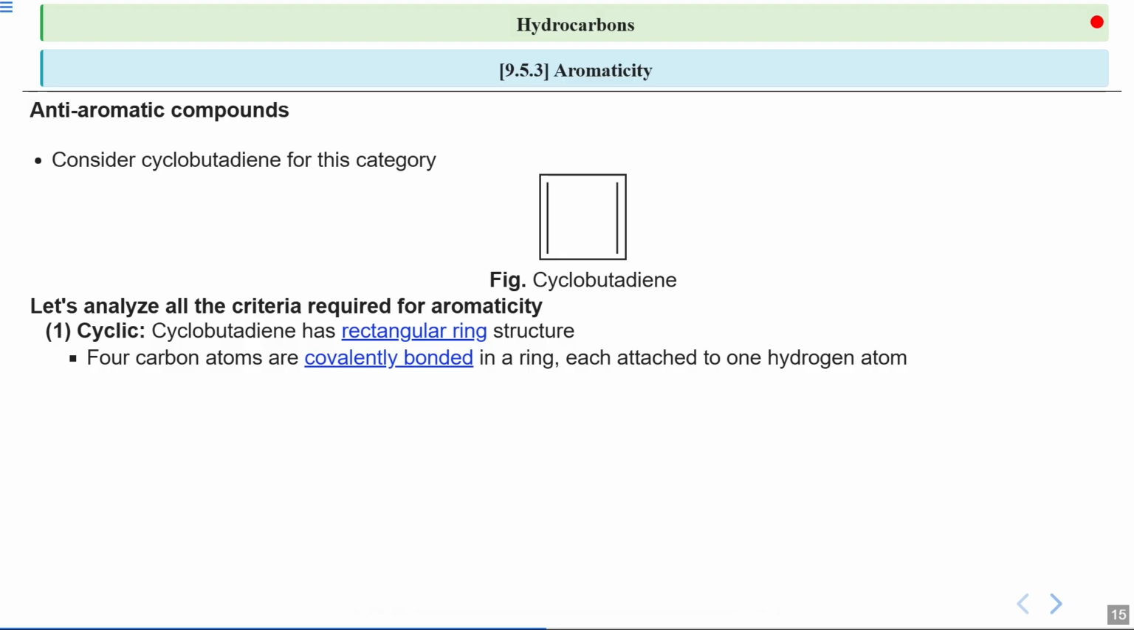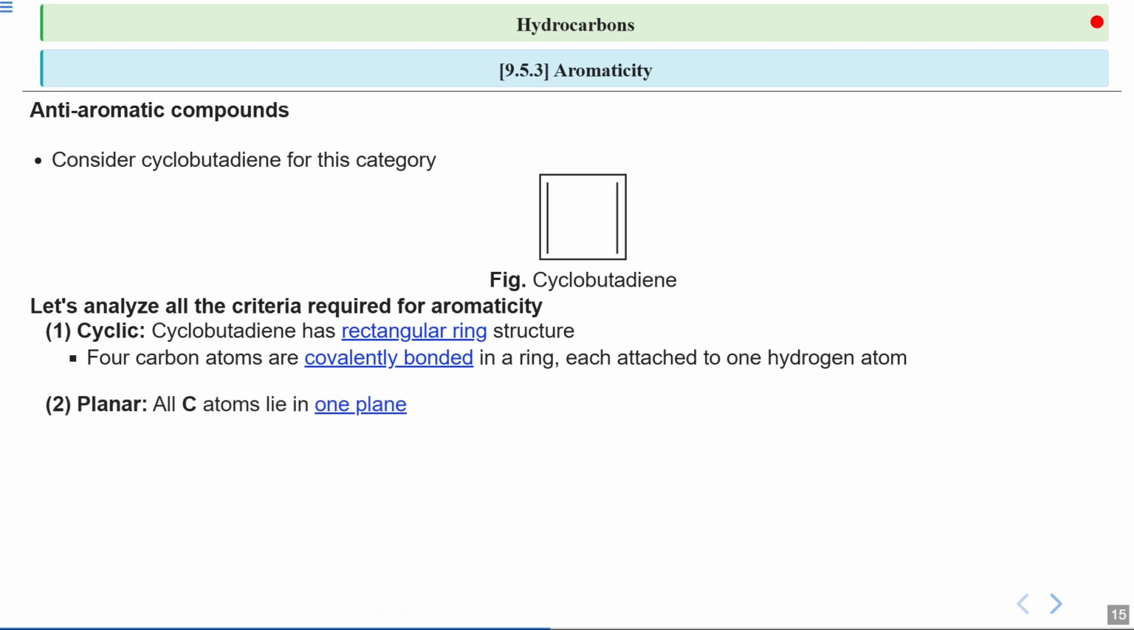So looking closer, each of the 4 carbon atoms in cyclopentadiene is covalently bonded to 2 other carbon atoms and 1 hydrogen atom. This closed ring structure is important because it allows us to consider the possibility of electron delocalization, which is a key feature in aromaticity.